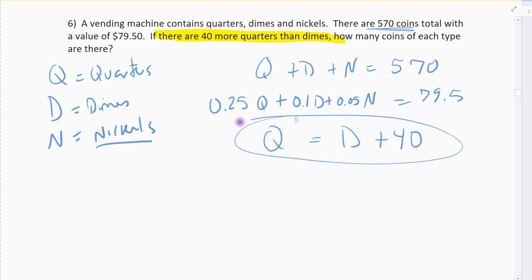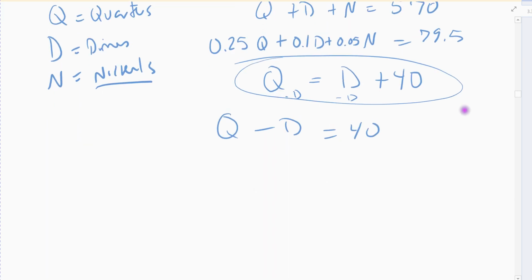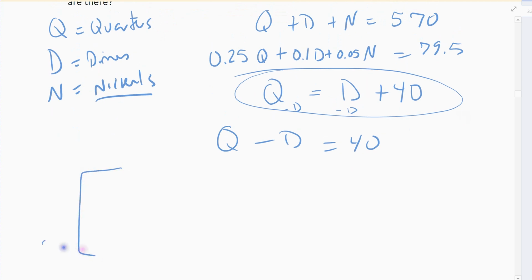This last equation I also have to put in standard form, so I'm going to move the dimes to the other side. So quarters minus dimes equals 40. And now I'm ready to plug it into my matrix format. It is going to be a 3 by 4. My first equation is 1, 1, 1, 570. Second equation is 0.25, 0.1, and be careful, 0.05 for nickels, and 79.5.